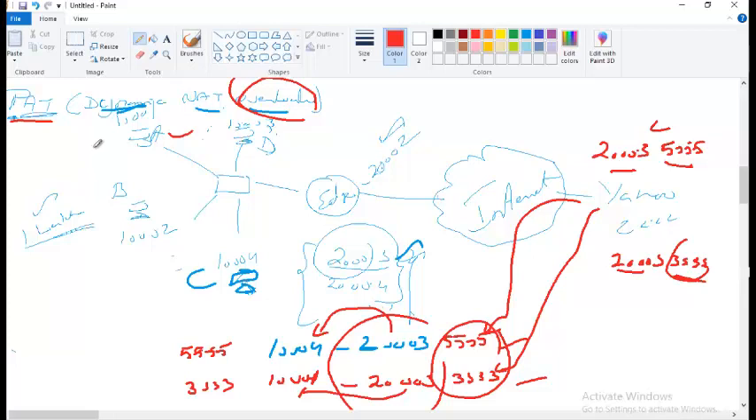So we got NAT, static NAT, dynamic NAT, and PAT. Any questions? We're going to do this exercise now. Do you have any questions before we do the lab?